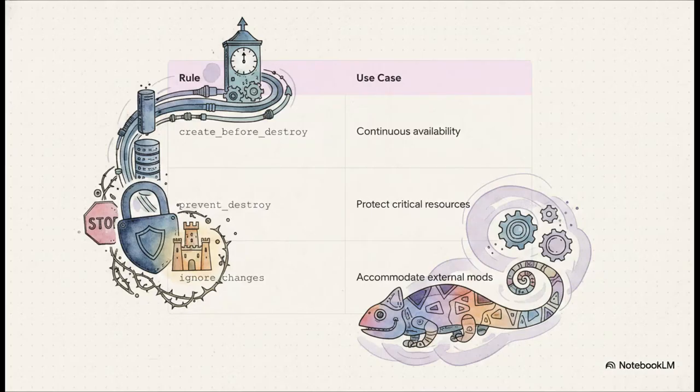So let's just recap real quick. These 3 rules give you that fine-tuned control right when you need it. As you can see, you use create_before_destroy for uptime, prevent_destroy for safety, and ignore_changes for flexibility. It's all about making the tool work for your specific situation.